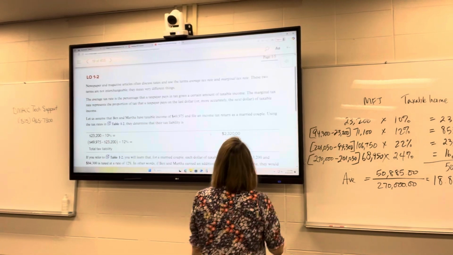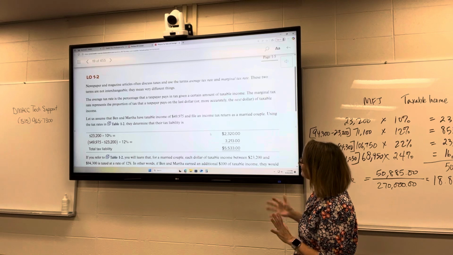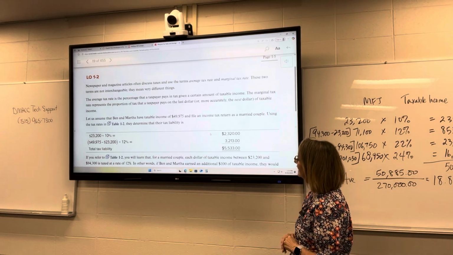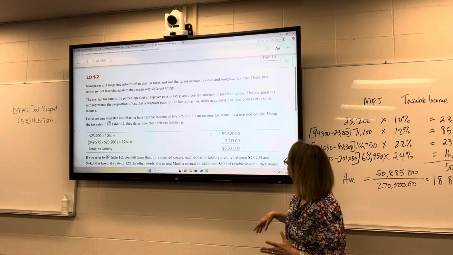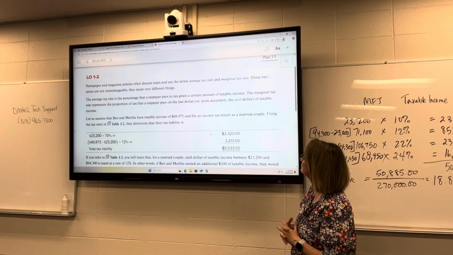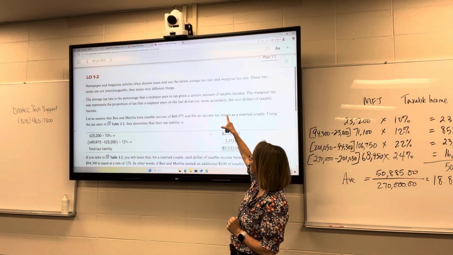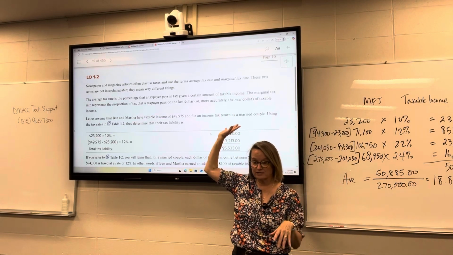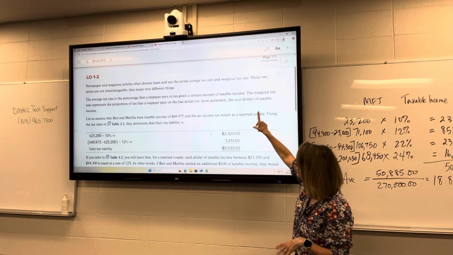So you guys already know the difference here. Average tax rate and marginal tax rate are not interchangeable. They're very different. Average is the percentage that a taxpayer pays in tax, given a certain amount of taxable income. Marginal is the proportion of tax that they pay on the last dollar, the percentage of tax they pay on the last dollar of income.